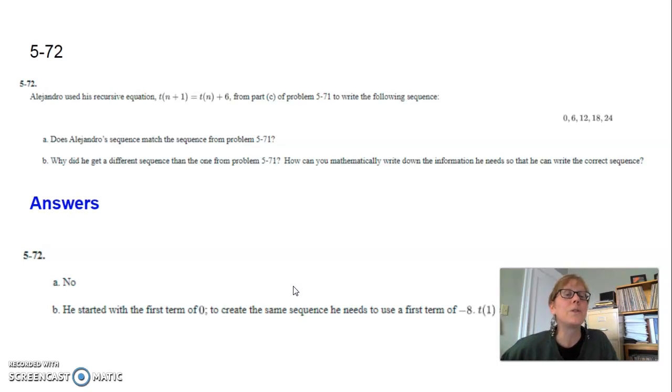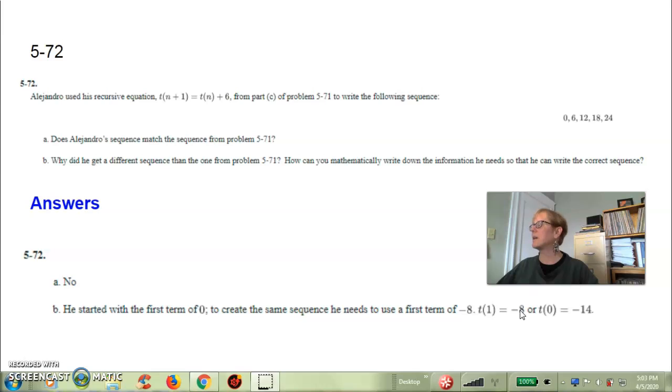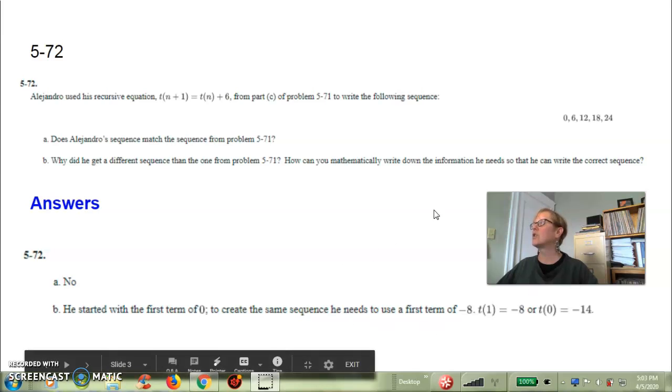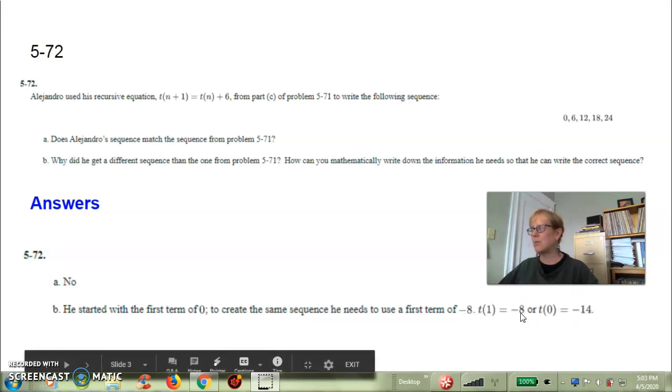So Alejandro used that equation to write the following sequence, 0, 6, 12, 18, and 24. And technically that recursive equation does work there. But you can see that the recursive equation itself does not really give you the sequence. So the sequence doesn't match. So how could he get a different one? Well, he would have to know that the first term was -8. Basically he used the first term as 0. Technically, term 0 is the important one. That's the one that you should really focus on. So t of 0 is -14. So he just didn't start in the same place, that's all.